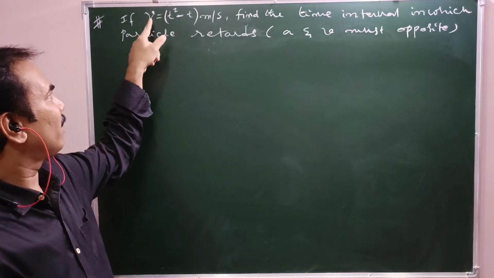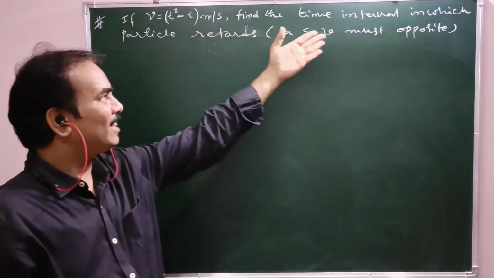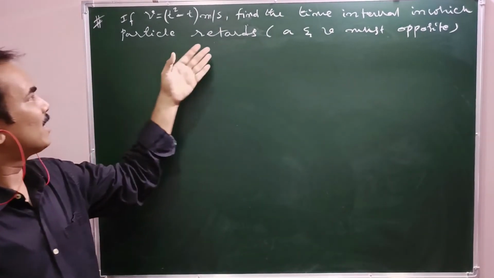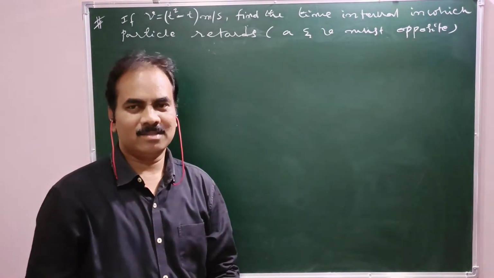This time you are given an expression for velocity, that is v equal to t square minus t meter per second. Find the time interval in which the particle retards. That is, a and v must have opposite sign.